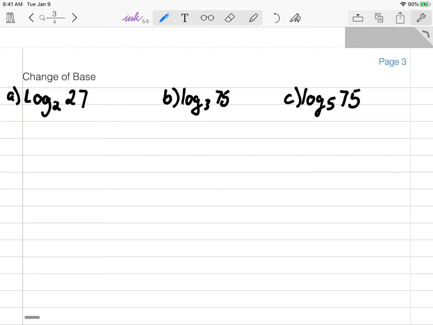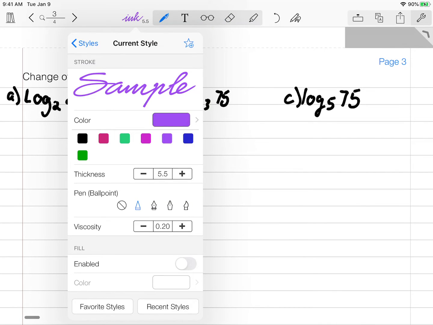So when you go to put this in your standard calculator, a scientific calculator, it won't always have a spot to have a base other than your common log, which is a base of 10. So if you just put in log of 27, it means it's a log with a base of 10 of 27, not a base of 2 like problem A says. So there's this property called the change of base.